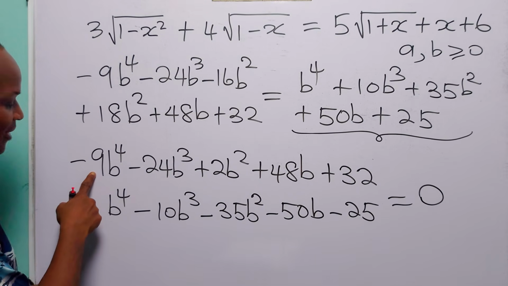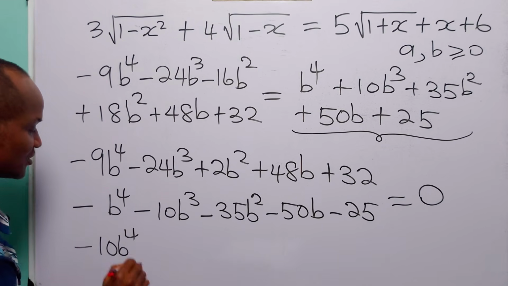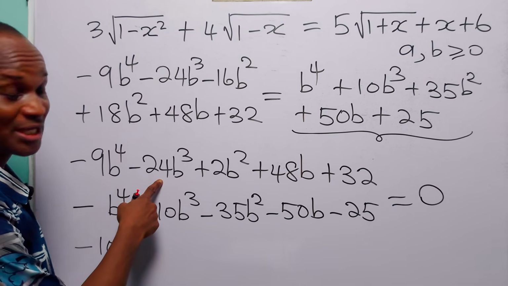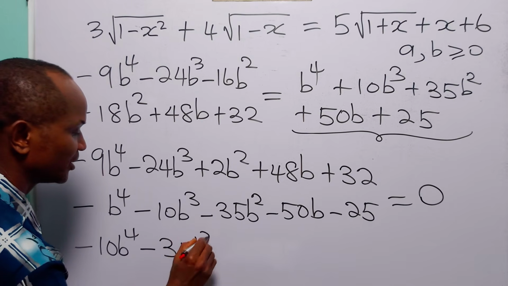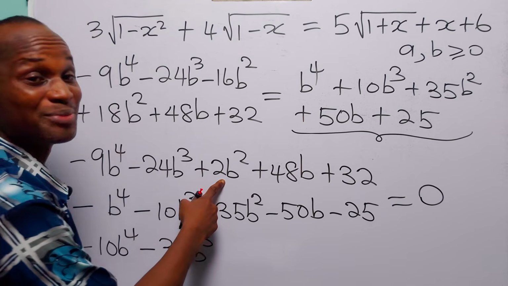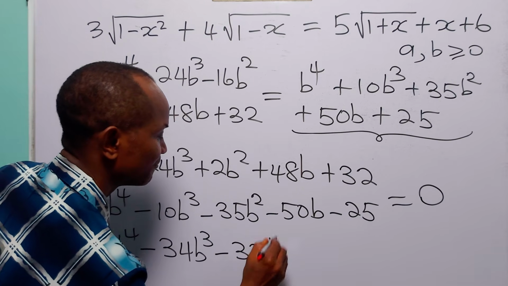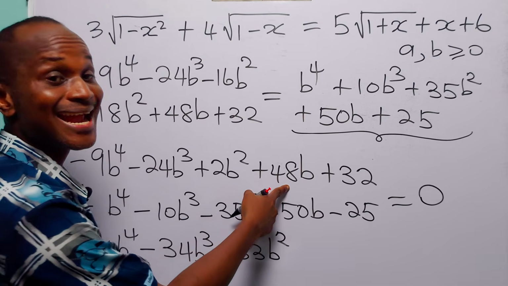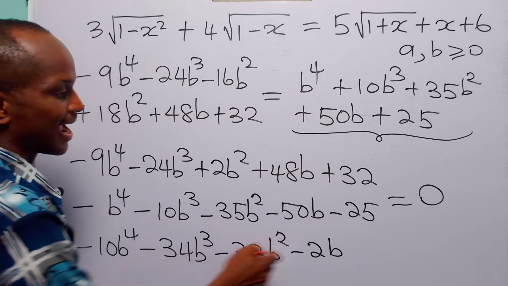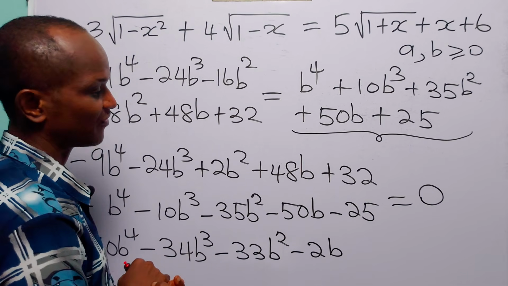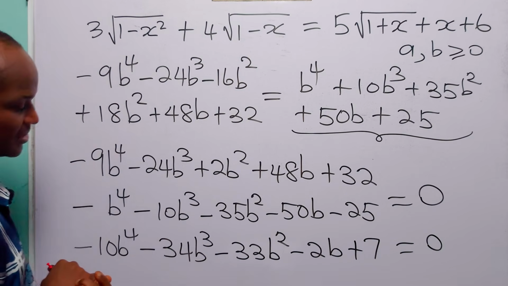Now, minus 9b to the power 4 minus b to the power 4 is going to give us minus 10b to the power 4. Minus 24b cubed minus 10b cubed is going to give us minus 34b cubed. 2b squared minus 35b squared is going to give us minus 33b squared. 48b minus 50b is going to give us minus 2b. And 32 minus 25 is going to give us 7. And this is equal to 0.